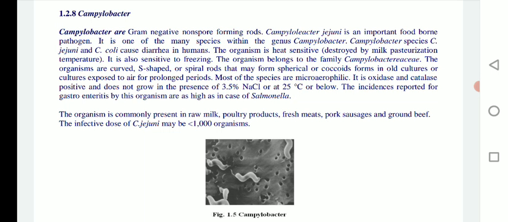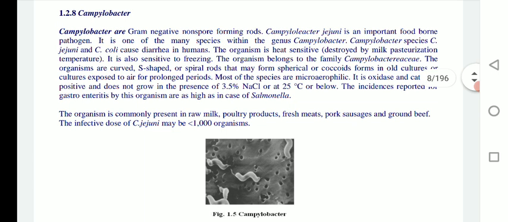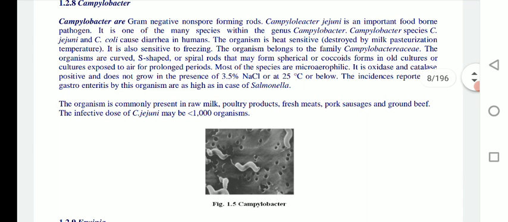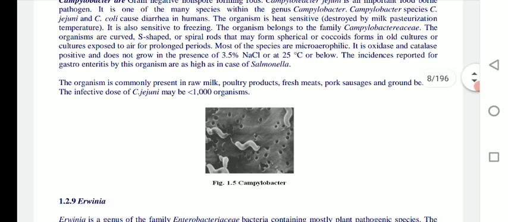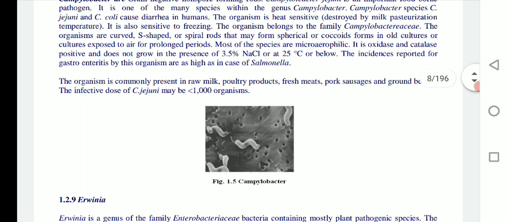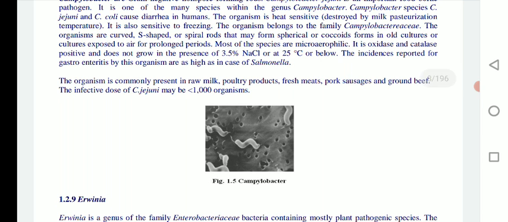These organisms belong to the family Campylobacteriaceae, and they are basically curved, S-shaped or spiral rods, and may form spherical as well as coccoid forms in old cultures and cultures exposed to air for prolonged periods. Most of the species are microaerophilic. They are oxidase and catalase positive, and do not grow in the presence of 3.5% salt or at 25 degrees Celsius or below.